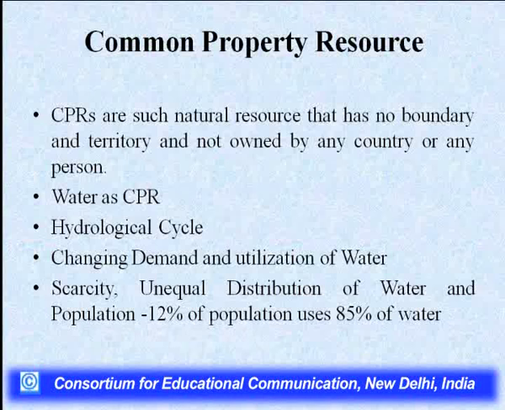The water is found in different hydrological cycle zones, like evaporation, condensation, precipitation, and again the same process starts. This hydrological cycle also defines where there are deficient areas and where there are accessible areas. The changing demand and utilization of the resource also affect the availability of this common property resource. In fact, the scarcity of water is also very important, because there is an unequal distribution of the water resource.